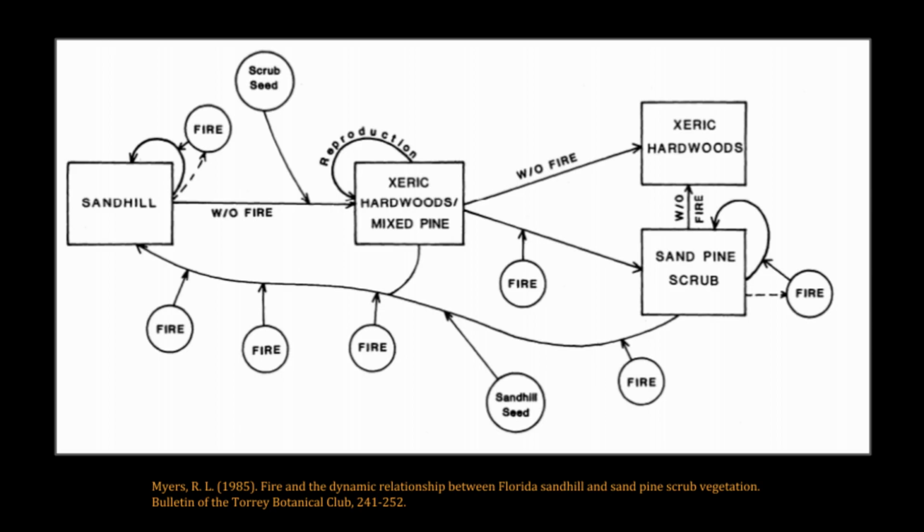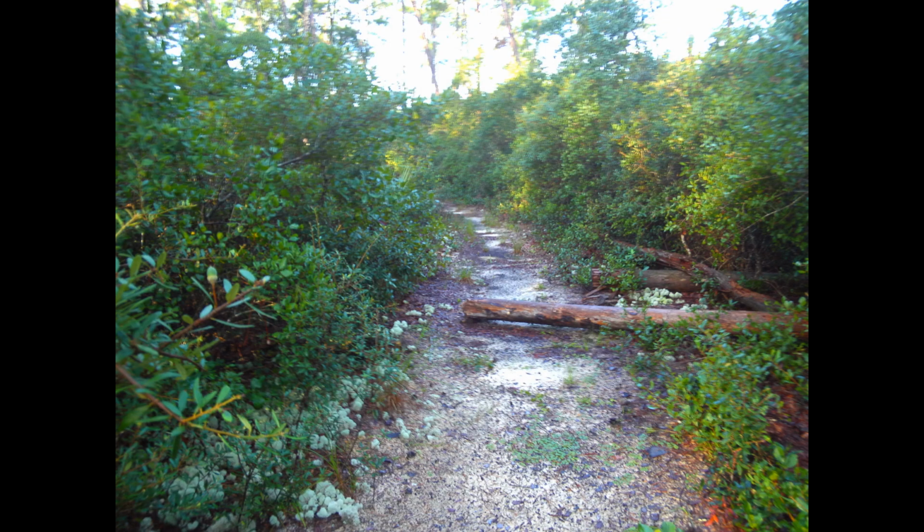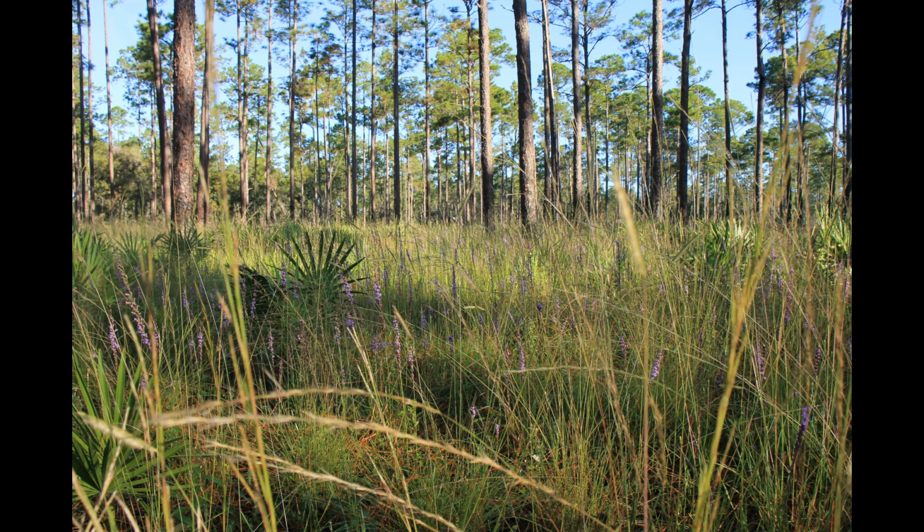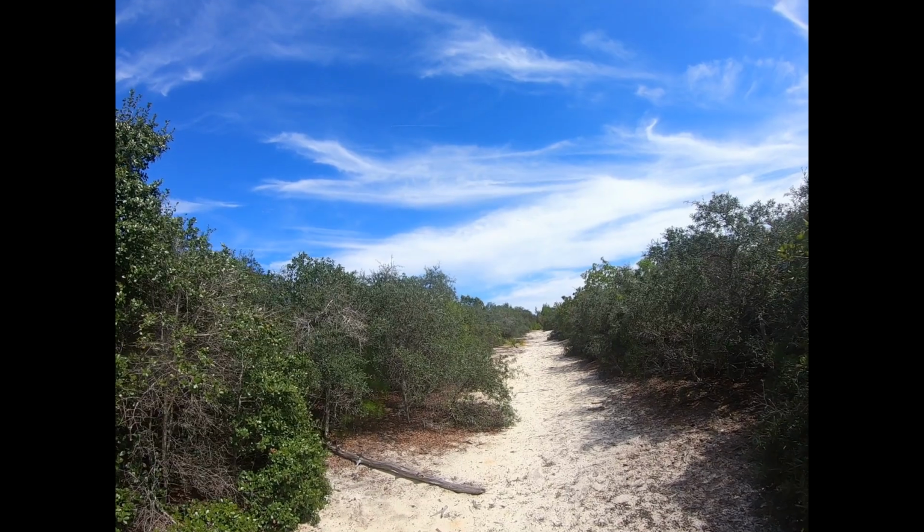And so there's a lot of reasons for that, and one is because oftentimes there's a lot of bare sand that would restrict the movement of fire through these communities. Another reason is because oftentimes the shrub species in scrub communities are not nearly as flammable as the grasses found in sandhill communities.